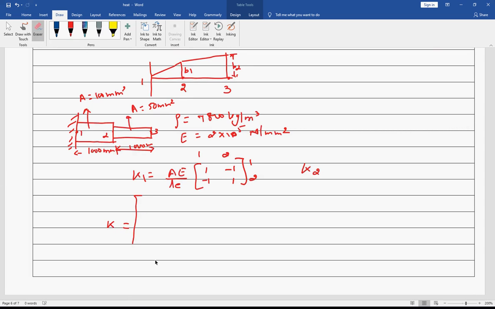So I am more interested in having this global stiffness matrix. Okay. So just let me know this values, please. You can post.